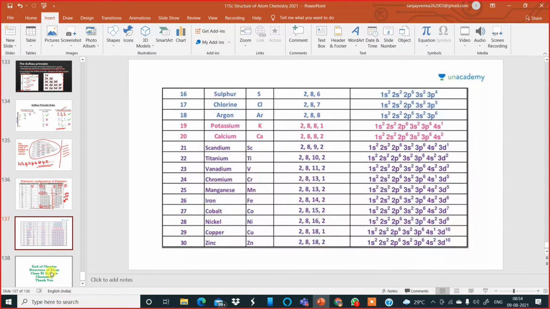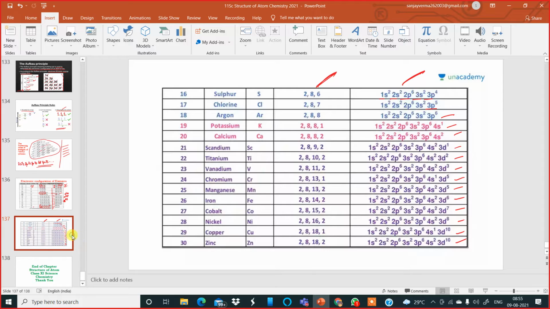Now some more examples you can see on the screen over here, starting from sulfur. According to class 10 concept, this is the electronic configuration, but according to today's class 11 understanding, the electronic configuration is 1s2, 2s2, 2p6, 3s2, 3p4. Then there is chlorine, then argon, then potassium and calcium, then scandium, titanium, vanadium, chromium, manganese, iron, cobalt, nickel, copper, zinc. Now, this I want to explain once more. From scandium to zinc, these are the elements belonging to the d block.